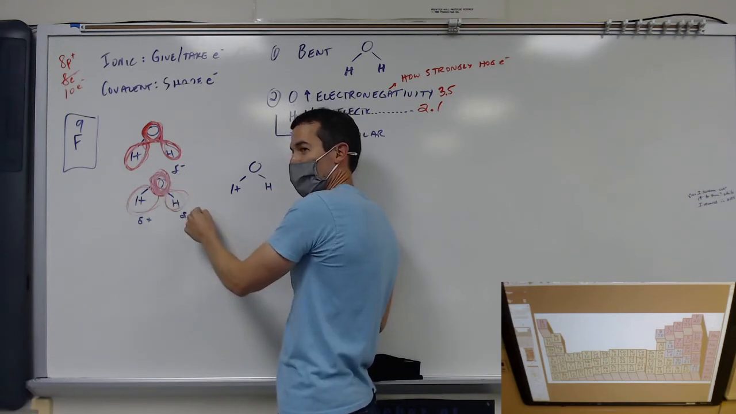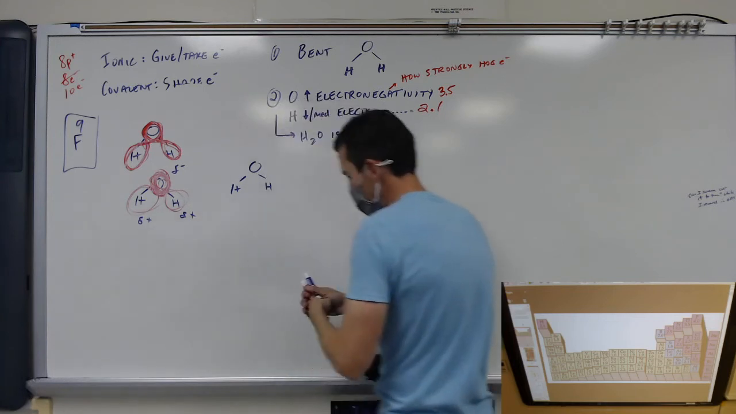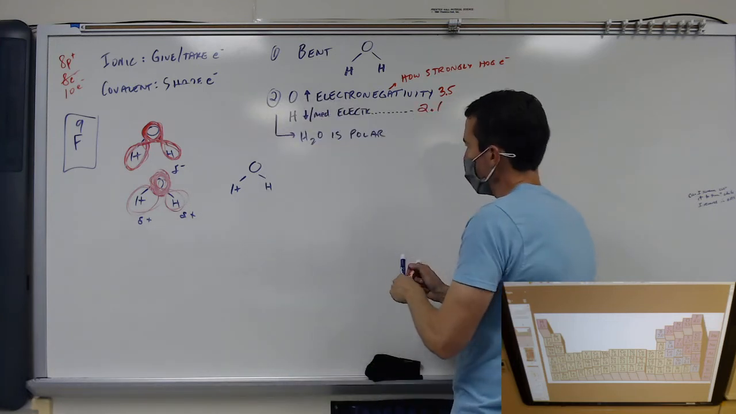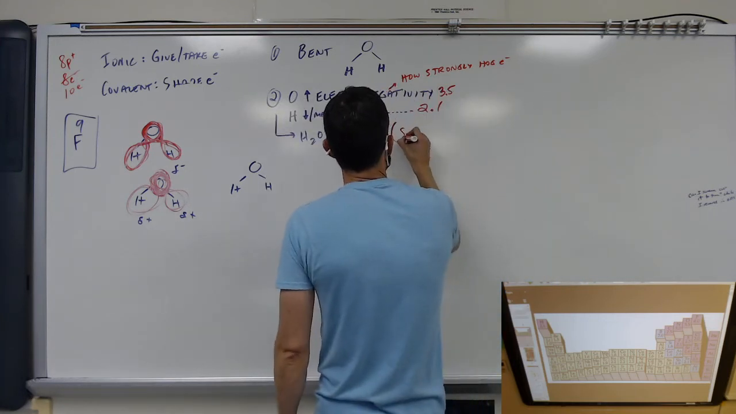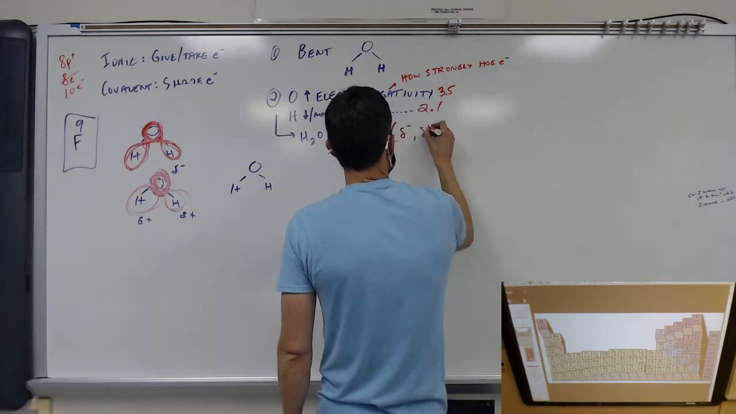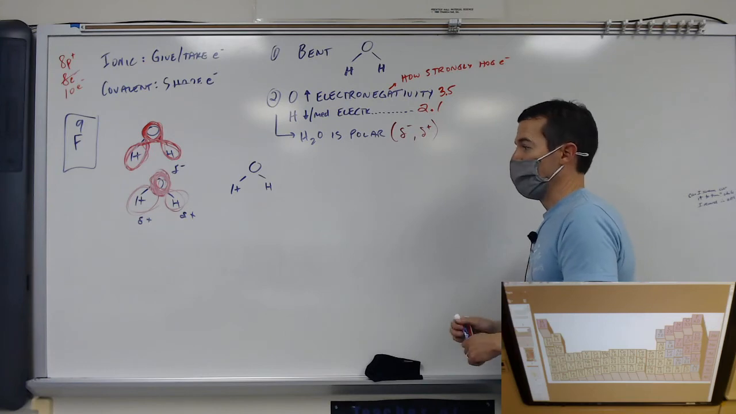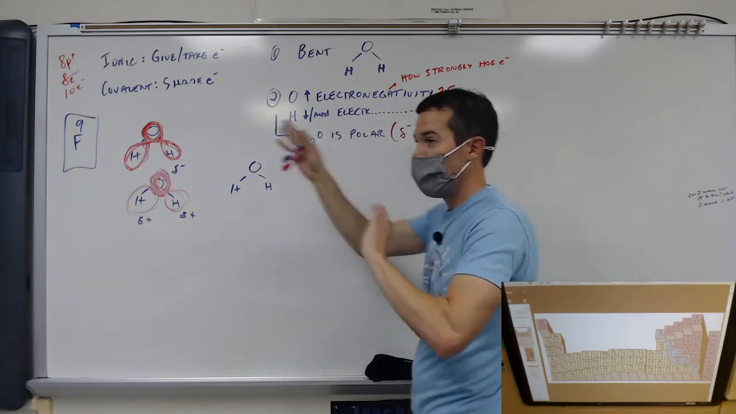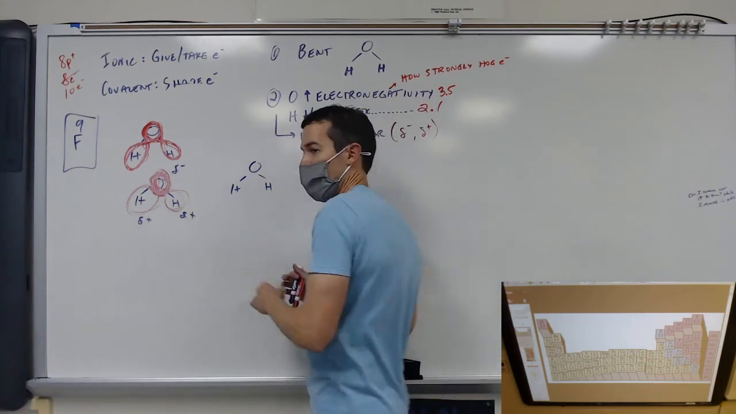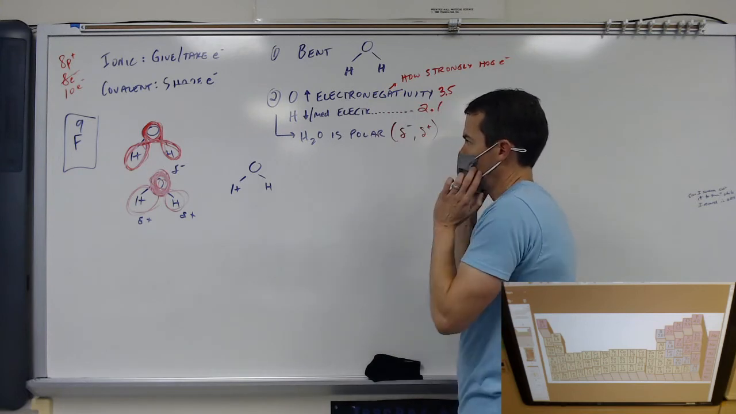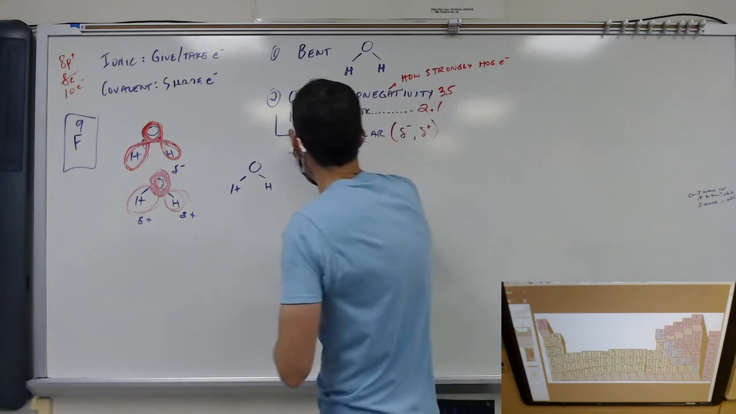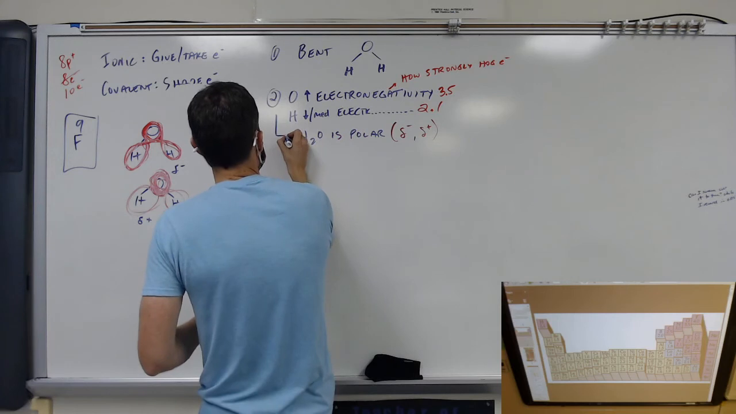Slight negative and slight positive. Okay, so water's polar because it has slight negatives and slight positives. In chemistry, anytime you use the word polar, you're always meaning opposites. It might be a positive and a negative, or a slight negative and a slight positive. Okay, so now, let's backtrack a little bit, see how we got here.